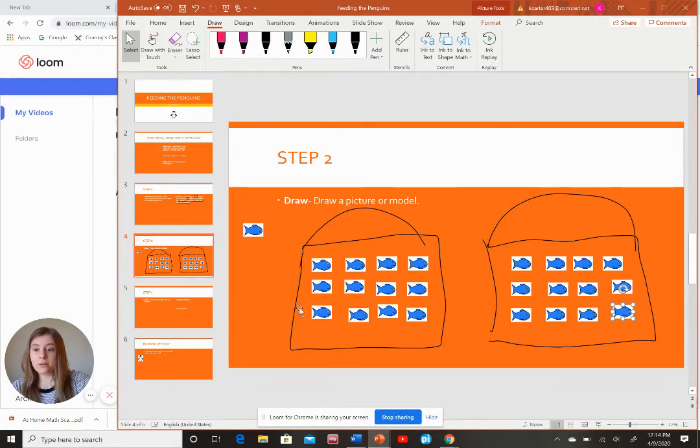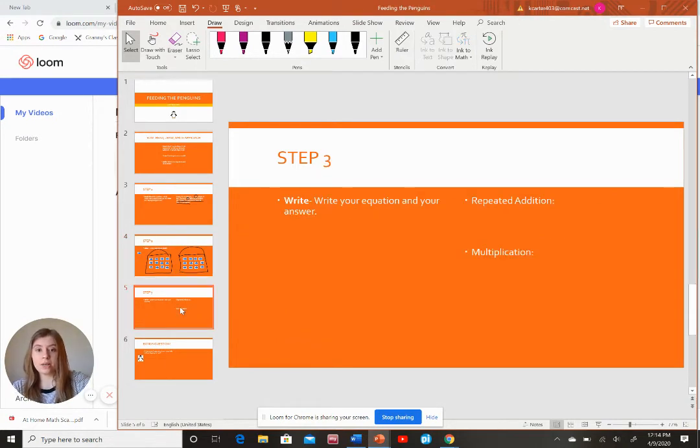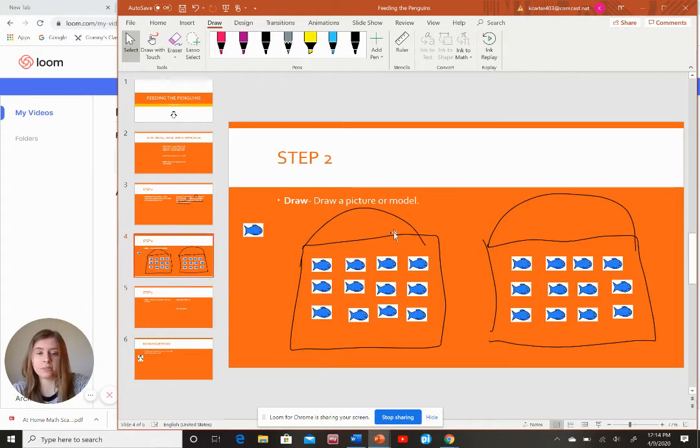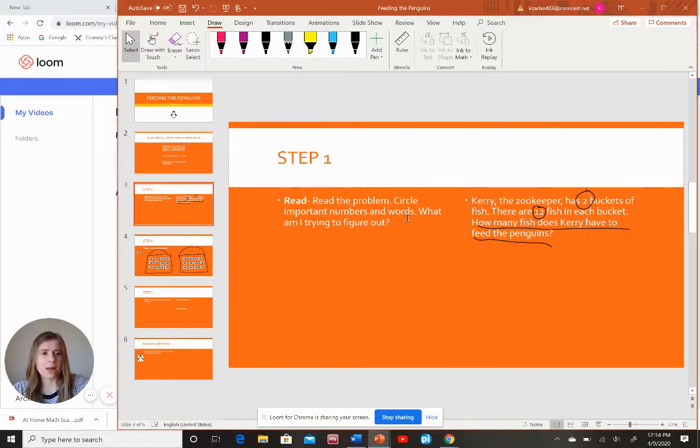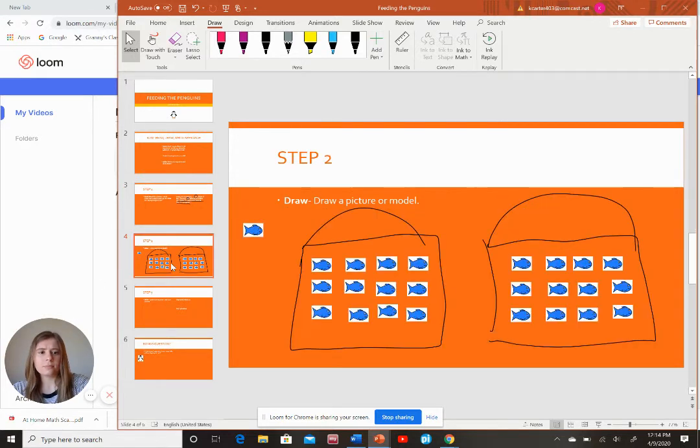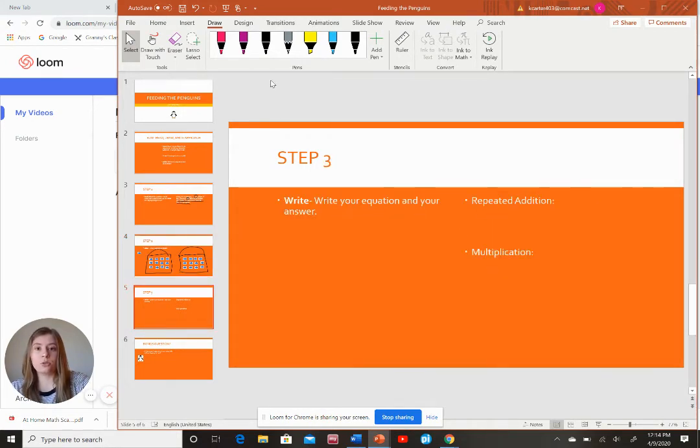Now that we've drawn it, we're going to use this picture to do step number 3, which is to write our equation and write our answers. We're first going to start by writing a repeated addition equation. Remember, that just means that we're adding a number multiple times. Looking at your picture, I want you to think about which number we added multiple times. You can look at the model, or you can look back at our word problem if you need to. Which number are we adding multiple times? You might notice that we added 12 plus 12. So we added 12 multiple times, and we added it 2 times.